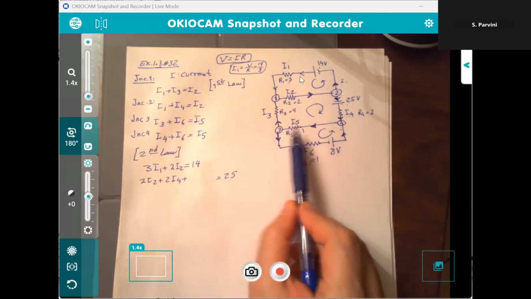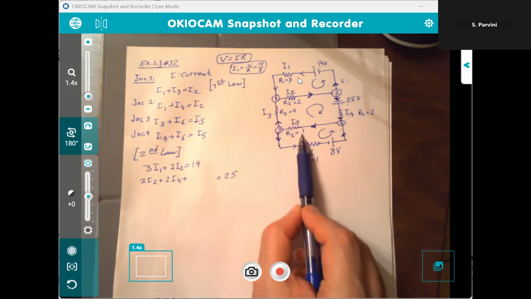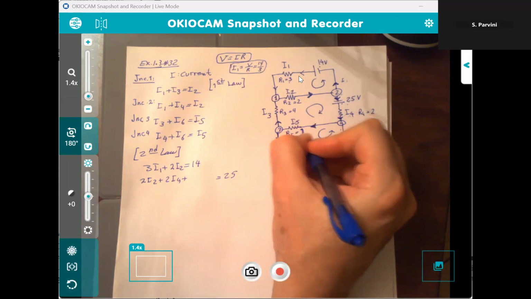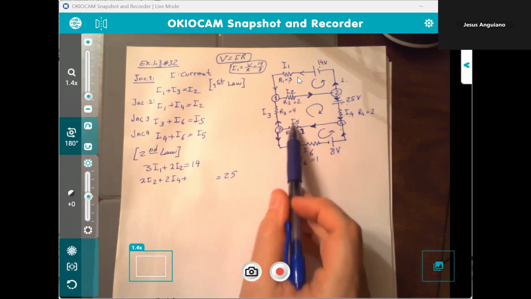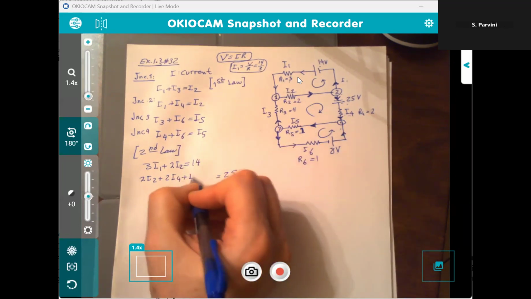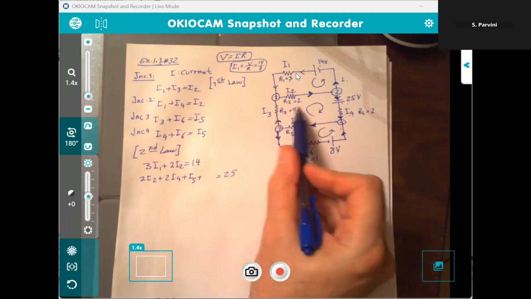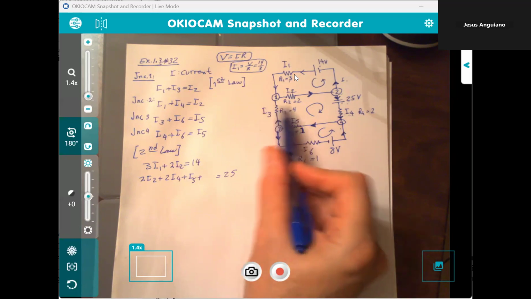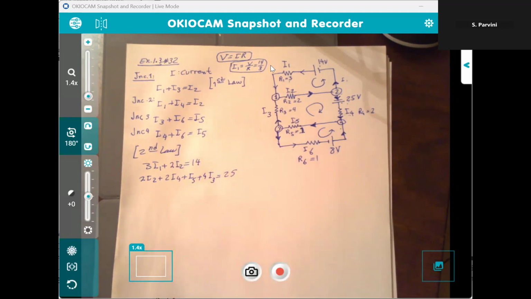And for this one, R5 is 1 ohm. 1I5? 1I5, you got it. So that's just I5. And finally, this one, what's the voltage through that resistance? 4I3. 4I3, perfect. Awesome, got that one.